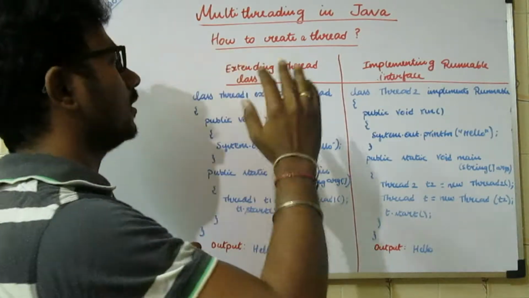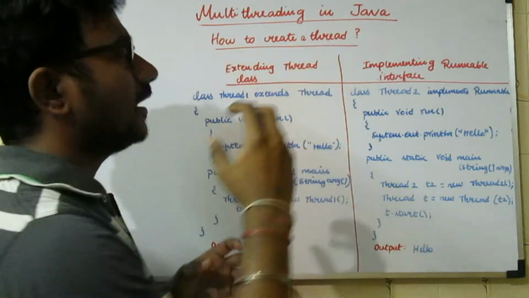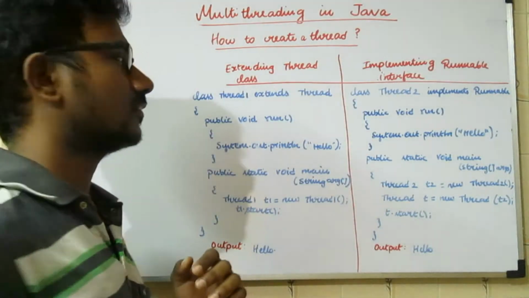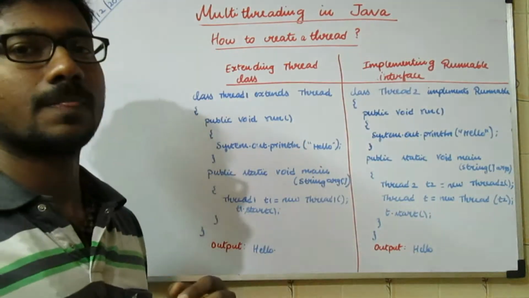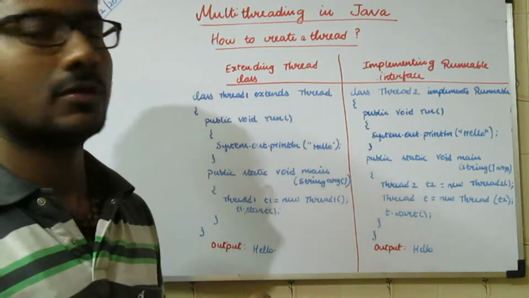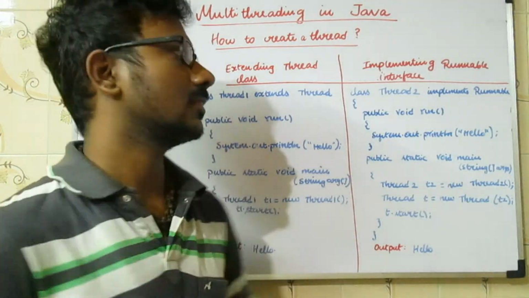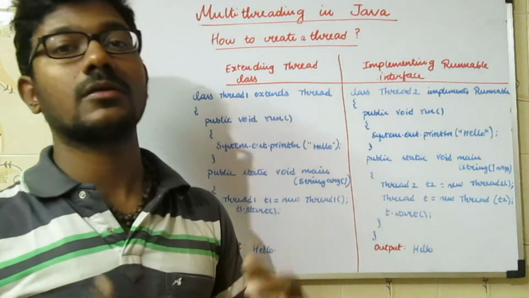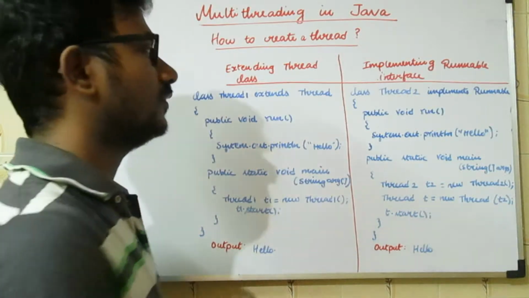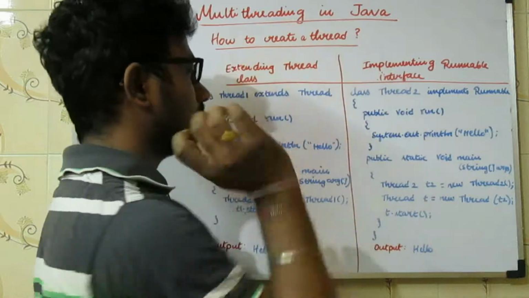If you observe, you would see only a few minor differences between these two programs. Here we are extending the Thread class, here we are implementing the Runnable interface. The Thread class internally implements the Runnable interface. Here we are explicitly implementing the Runnable interface, so we need to override the run method. So we have overridden the run method.